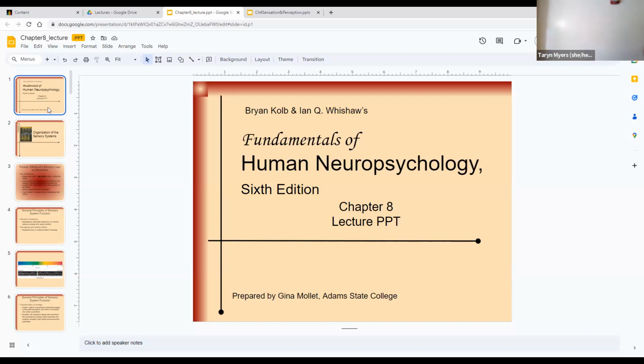Then there's visual recognition. And just like that sounds, that's recognizing objects. And this is in the temporal lobes. So again, not all in the occipital lobe. And visual space.